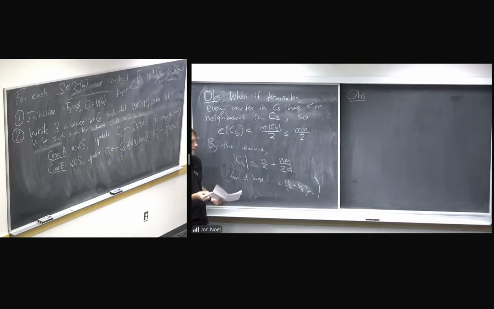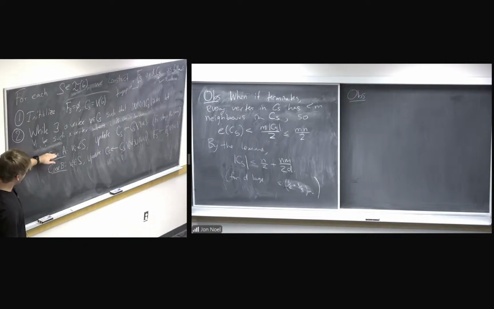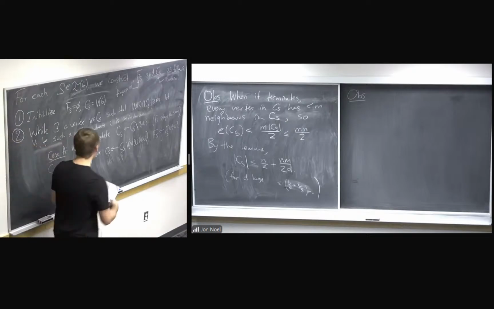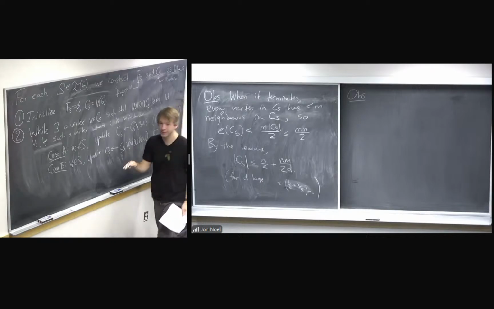So the observation is, think about each time I increase the size of the fingerprint. That can only happen in case B, right? When case A happens, the fingerprint doesn't change. In case B, I increase it by 1. But every time I do that, the fingerprint goes up by 1, but the container size goes down by m plus 1, because it loses VI and all of the neighbors of it that were in the container.